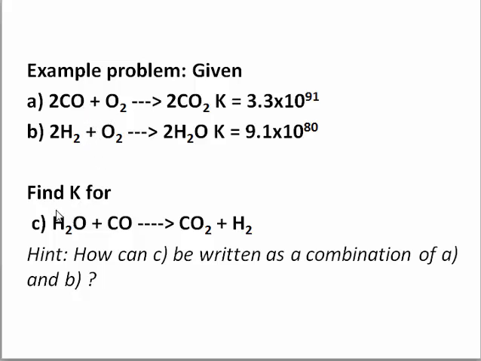You're going to have to manipulate these equations and their corresponding K values. Manipulating the reactions should produce a reaction that adds up to C, and then you will need to multiply the manipulated K values together. In practice, this is much like a Hess's Law problem from General Chemistry 1. How can C be written as a combination of A and B?